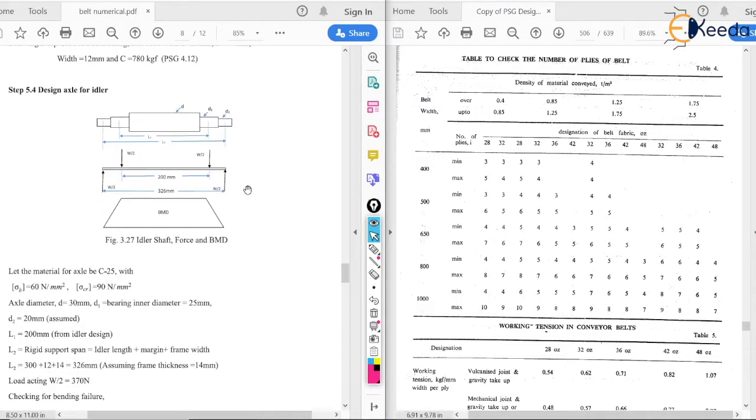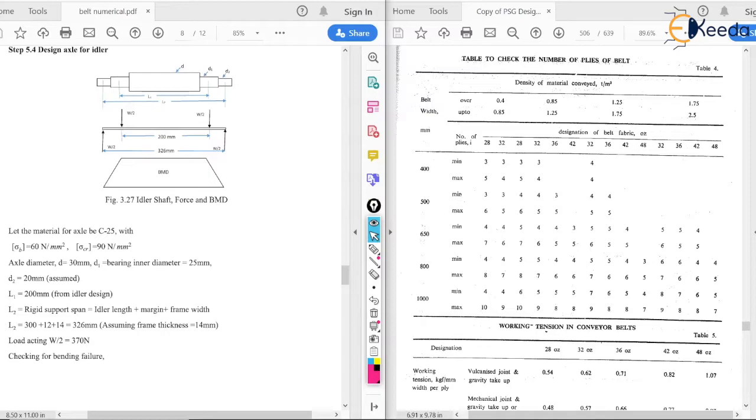Now next we are going to move to the design of the axle for the idler. From this diagram we are going to calculate the force analysis. We are going to assume the material for the axle is C25, with sigma b of 60 Newton per mm square and crushing of 90 Newton per mm square. The axle diameter is 30 mm and the bearing diameter is 25 mm, which we have already seen. Now we have assumed D2 as 20 mm, as you can see here.